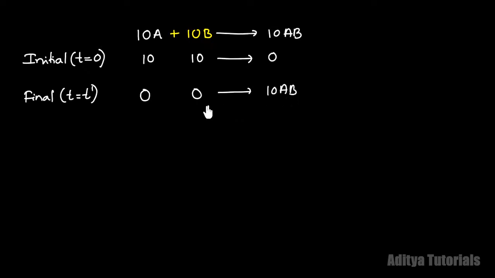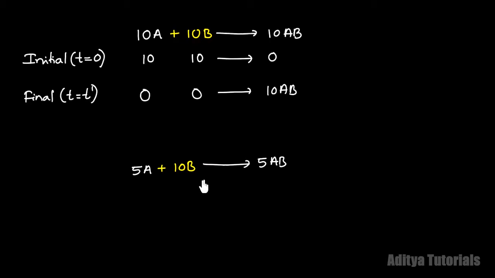Okay, we observe the same concept in the presence of a limiting reagent. Suppose here we have 5A, and that is reacting with 10B, and it is producing only 5AB.